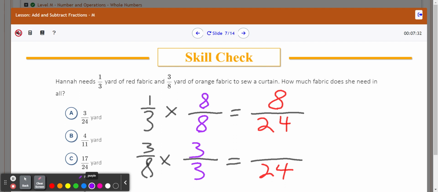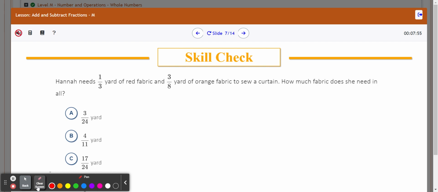So I'm going to go straight across. 3 times 3 is 9. And there we go. Now I have two like fractions. Now I have fractions that share the same denominator. So 1/3 equals 8/24. 3/8 equals 9/24. Now I have similar denominators. Now I can add them together.